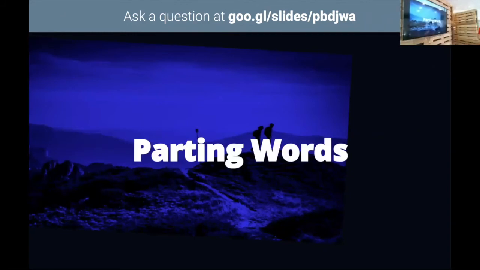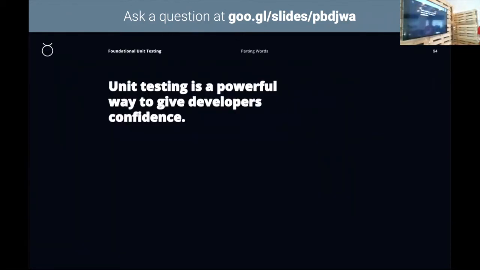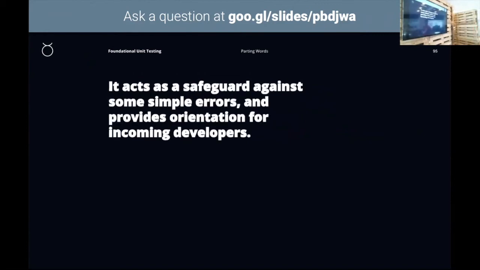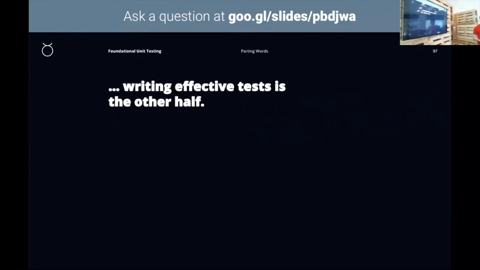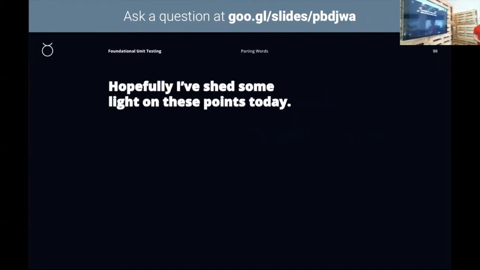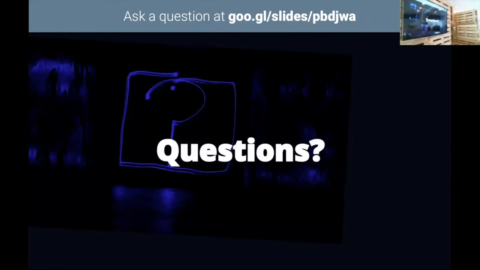So, these are mostly a synthesis of ideas I found from other people and a lot of my own thoughts. But unit testing is a powerful way to give developers confidence with what they're working on. It acts as a safeguard against some simple errors and provides orientation for incoming developers. Understanding where it's appropriate to use them is half of your battle. Writing effective tests is the other half. So hopefully I've given people a little bit of an idea today on how to be a little more effective with writing these. Now, any questions?